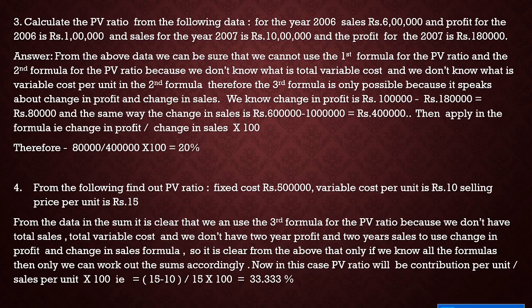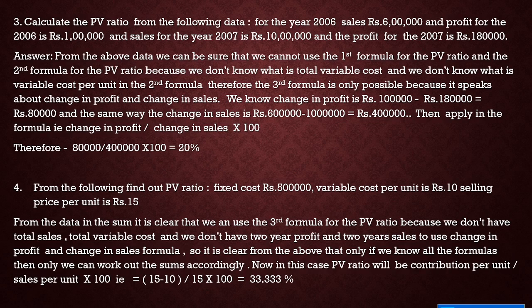From the following, find out PV ratio. Fixed cost is 5 lakh, variable cost per unit is 10 rupees, selling price per unit is 15 rupees. Okay, we are going to find the PV ratio now. So unlike the previous two sums, we can clearly say here the data given in the sum is per unit. So once you know the per unit is given, we can use the second formula, not the first one, nor the third one.